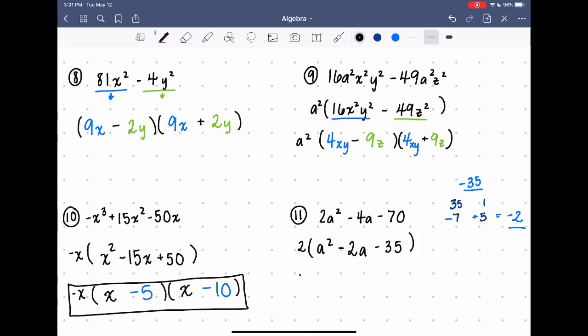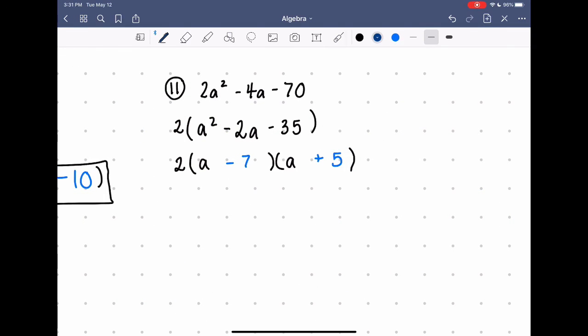So when I set up my parentheses here, I've got to keep that 2 on the outside because I factored that out in the beginning. Both sides will have an a. One side will be a negative 7 and the other side will be a positive 5. And if I read that from left to right, I can see that negative 7 plus 5 does get me to that negative 2 that I need.